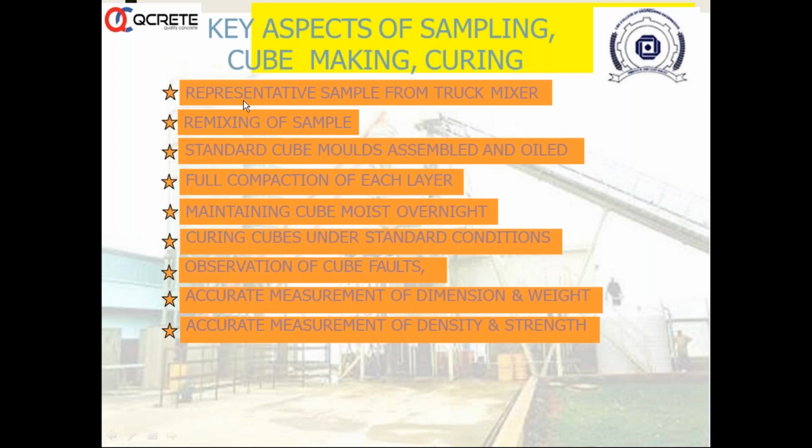Now, the precautions we need to take once we have the concrete. A sample has to be taken from the truck mixer. After mixing the concrete, the drum has to be turned at high revolution for 2 to 3 minutes, and then we need to take the concrete, remix, and then the sampling has to be done as defined in BS 1881 or at least as per IS 4926, as we discussed earlier. We have to remix the sample properly. A standard cube mould should be used. Full compaction has to be done.